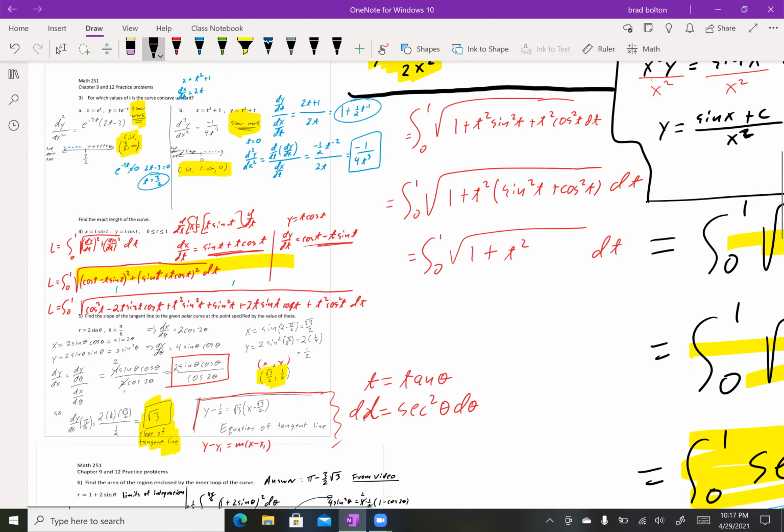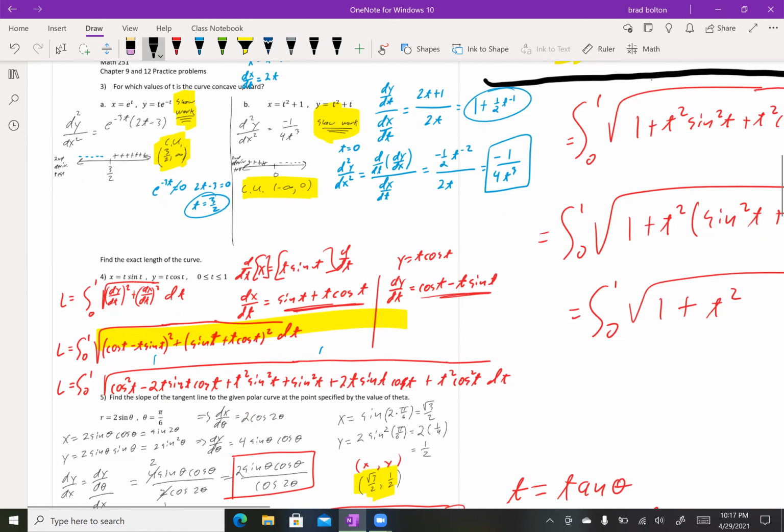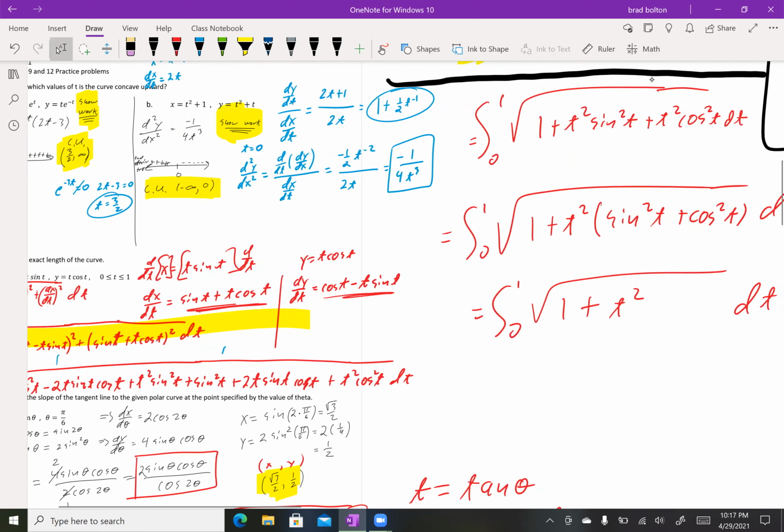Now we did talk about this one. I do believe I put an arc length problem on the exam, but this particular problem, number 4, we talked multiple times about in the meetings this whole week. This one's probably a little bit too long for the exam. The one I put on the exam ended up being much nicer. So don't stress too much about it.